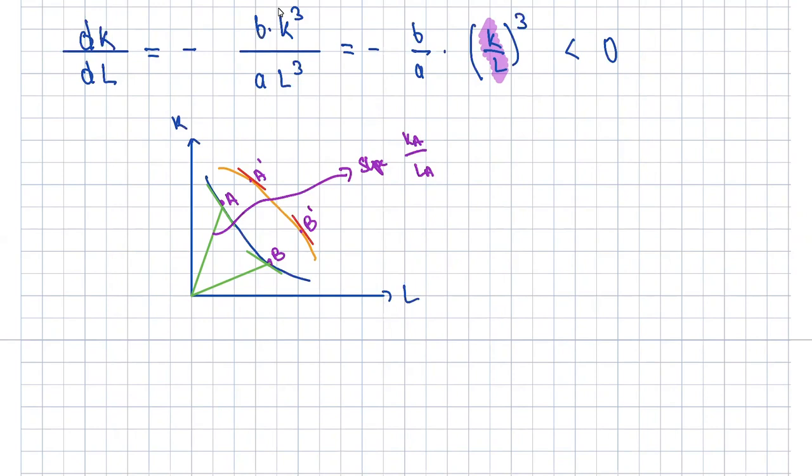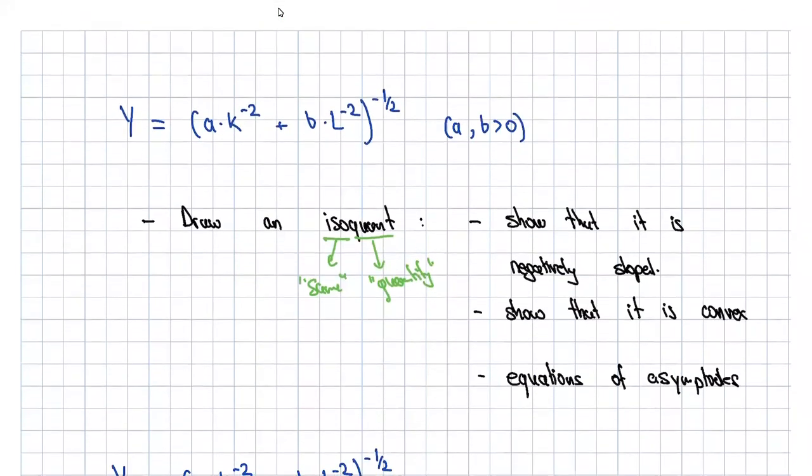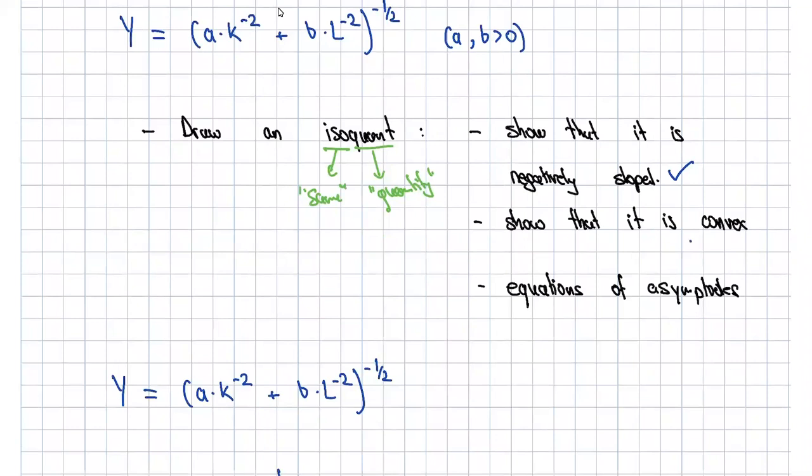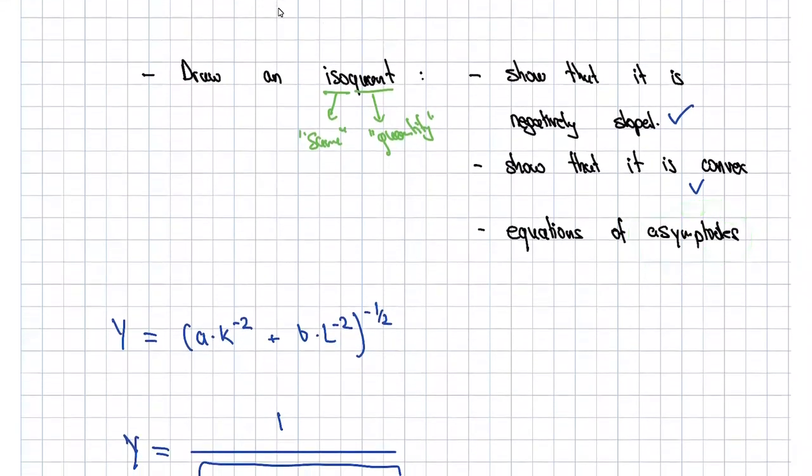Absolutely. Good. Yeah, so let's do a bit of a recap so far. We showed both intuitively and mathematically using our implicit function differentiation that it's negatively sloped. We showed that it's convex by looking at a convex shape and a concave shape. Now we have one more thing, which is we are asked for equations of asymptotes. And I always don't remember how to spell that, so I hope I've spelled that correctly.